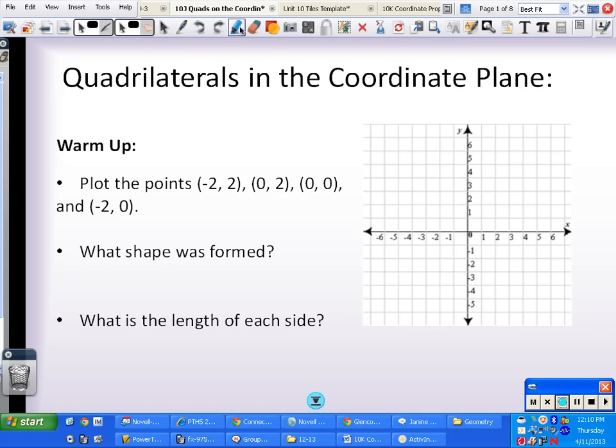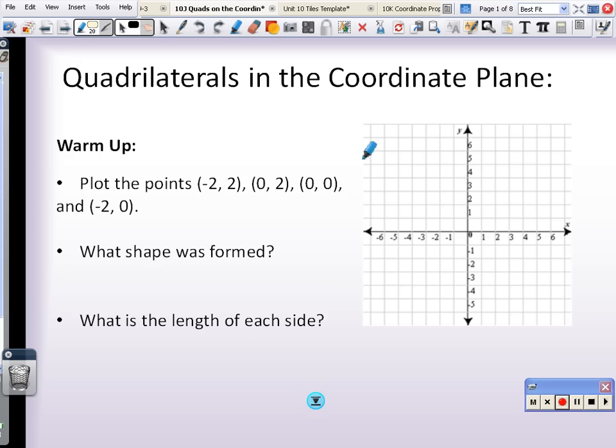Okay, today we're going to look at quadrilaterals in the coordinate plane. We're going to start by looking at a couple of things that we know just about plotting points. So let's go ahead and plot some points. Negative 2, 2. We're going to plot 0, 2, 0, 0. So the origin and the point negative 2, 0. And then the question is, what shape is that?